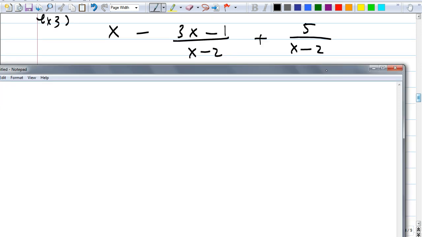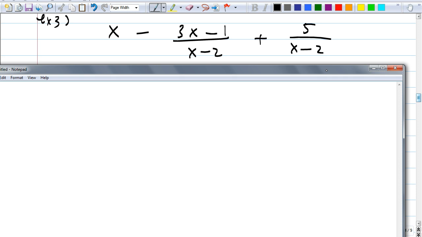Okay, example 3. This time, you don't have two terms adding or subtracting. You have 3 of them. X minus 3x minus 1 over x minus 2 plus 5 over x minus 2. And again, one of the fractions has a denominator of 1. The other two fractions are kind of nice. They both have x minus 2 as their denominator, right? So you could easily see that the LCD for this is what? How about Paige? X minus 2, right?